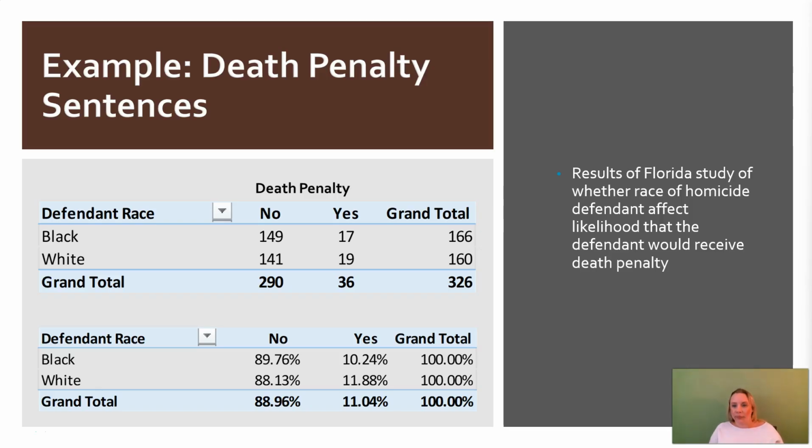Here's one more. We have death penalty sentence results from a Florida study, which looks at whether the race of the homicide defendant affects the likelihood of receiving the death penalty. If we look at black versus white, overall we have 290 defendants who did not receive the death penalty versus 36 who did. The second table shows the percentages across the different groups are both still high for not getting the death penalty.